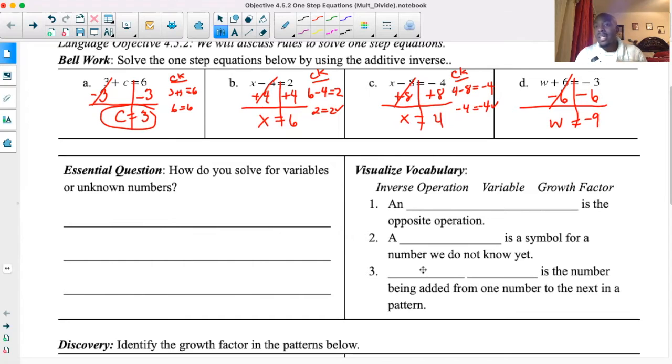Inverse of addition is subtraction. Inverse of subtraction is addition. And the inverse of division is multiplication, okay?